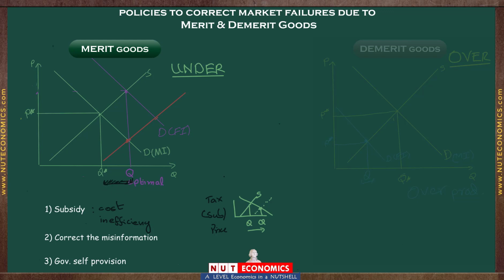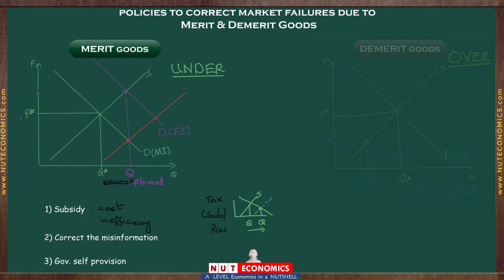So what the government can do is, it can leave the market and let it continue to produce Q star, whereas the government can jump in and produce the remaining amount themselves. So government self-provision. Let part of this merit good be produced by the free market, and the rest of it the government can come in and produce.